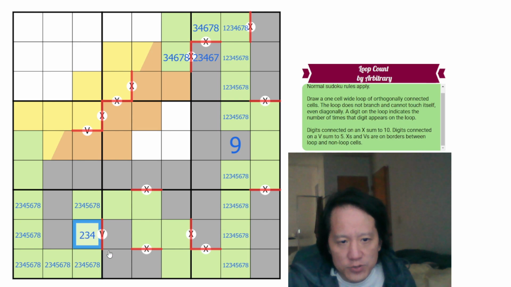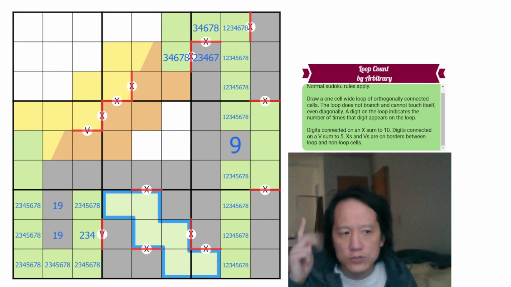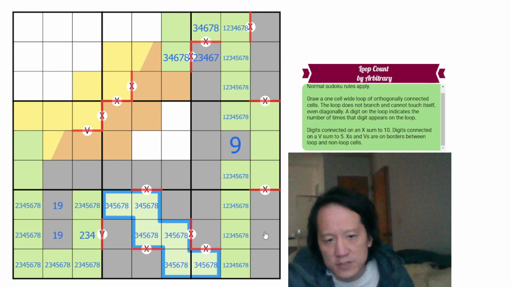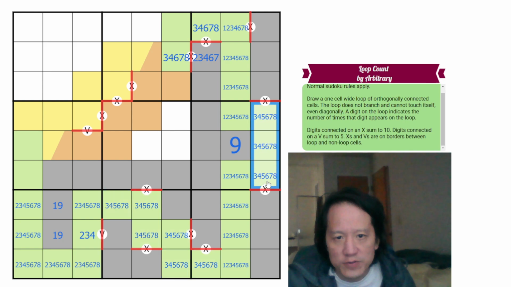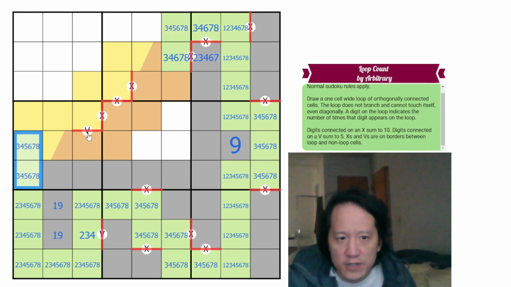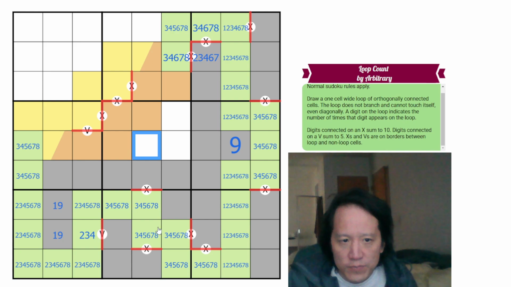This then becomes 2, 3, or 4. This has to be 1 and 9, because 1 is already taken care of here, and 9 is never on the loop. So this is 2 through 8. Therefore, the rest of the puzzle cannot contain a 2 either on the loop. No 1, no 2, no 9. So this is 3, 4, 5, 6, 7, 8. This is 3, 4, 5, 6, 7, 8. And we don't know if it's orange or yellow.